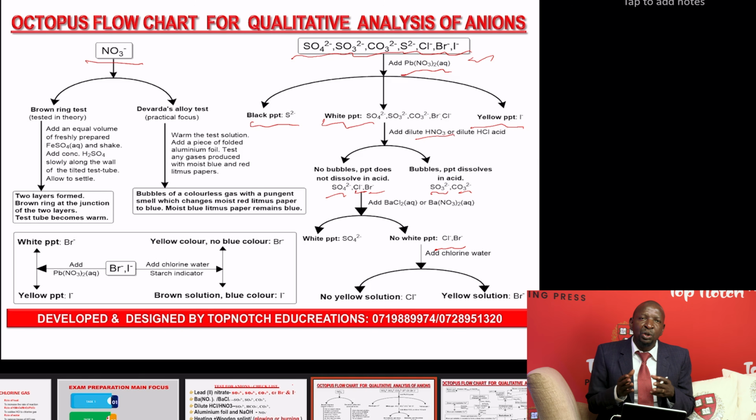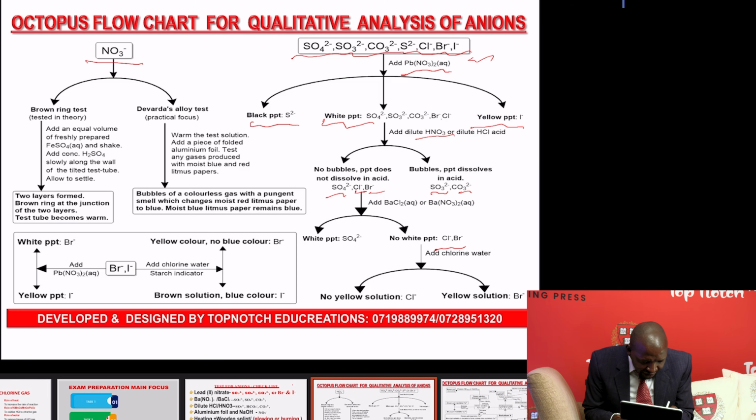But of course, this is what you're going to find in an exam, in a KCSE exam. Devarda's alloy goes like this: you're going to warm the test solution. You add sodium hydroxide, then followed by aluminum foil. Then you test the gas produced using red litmus paper.